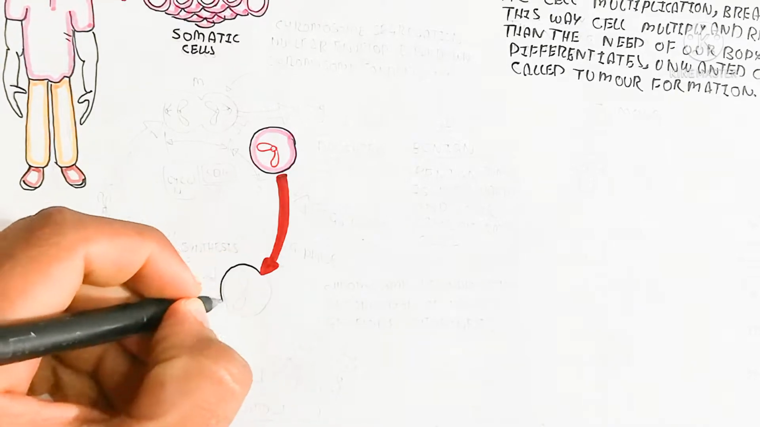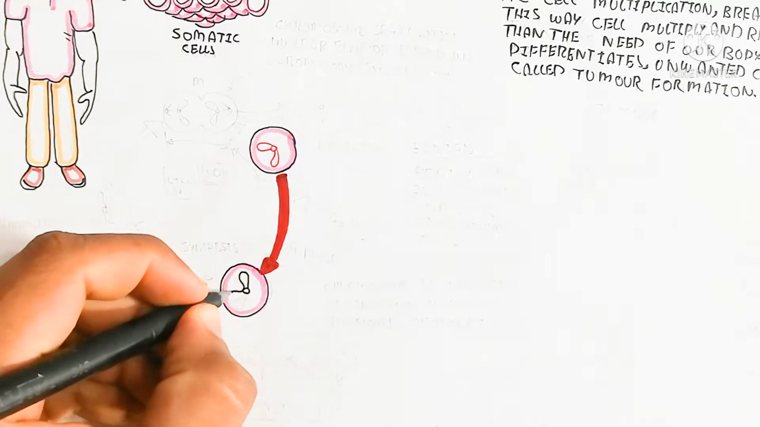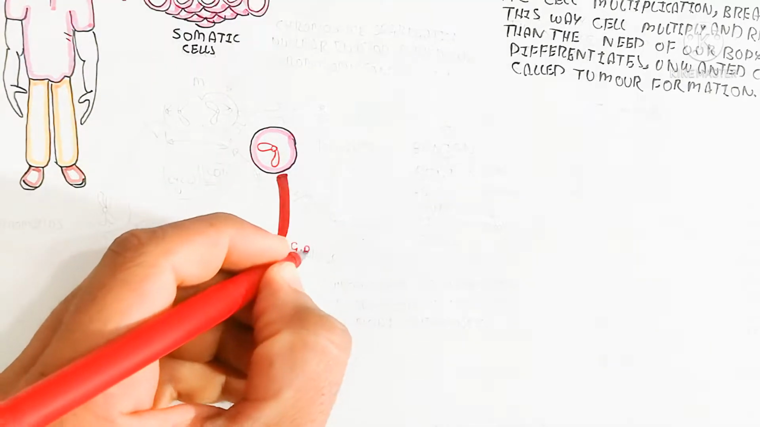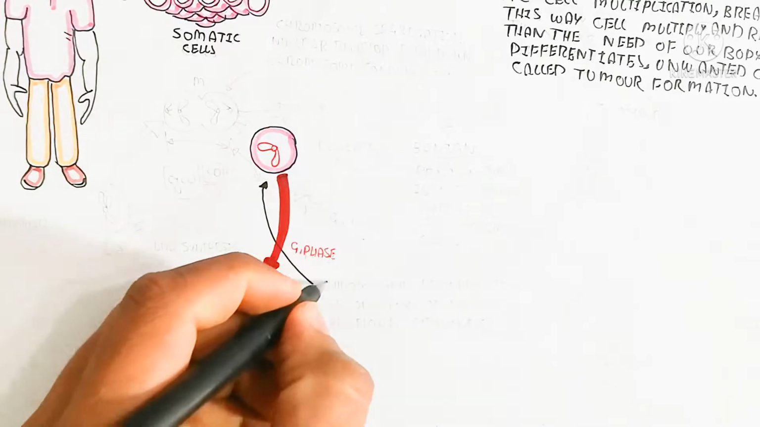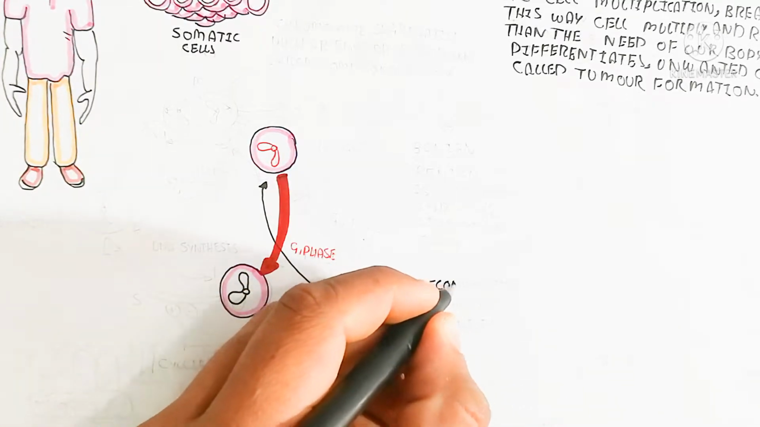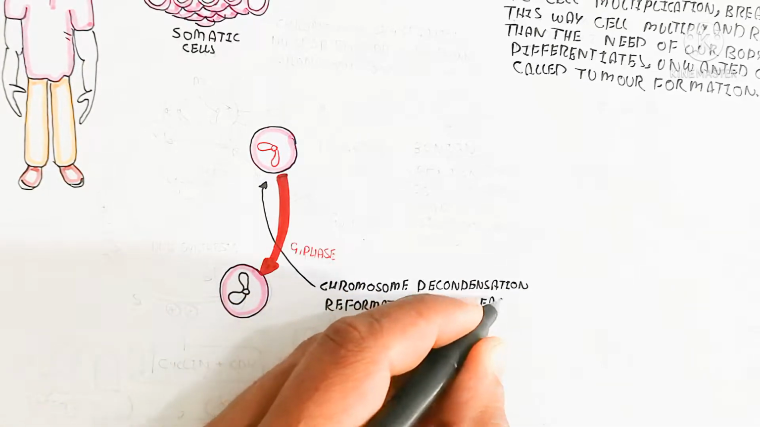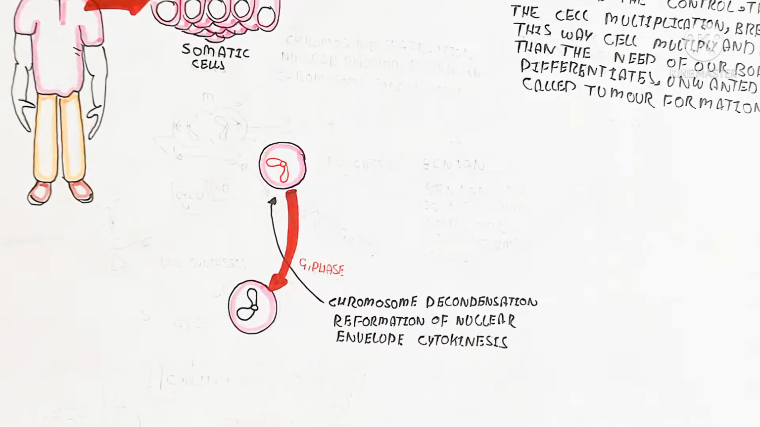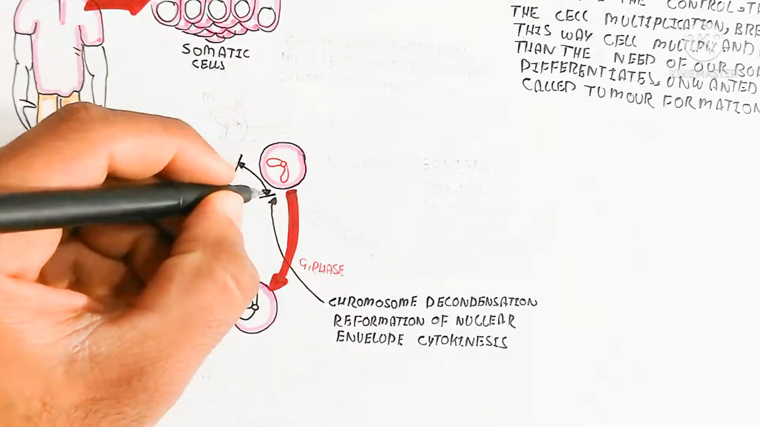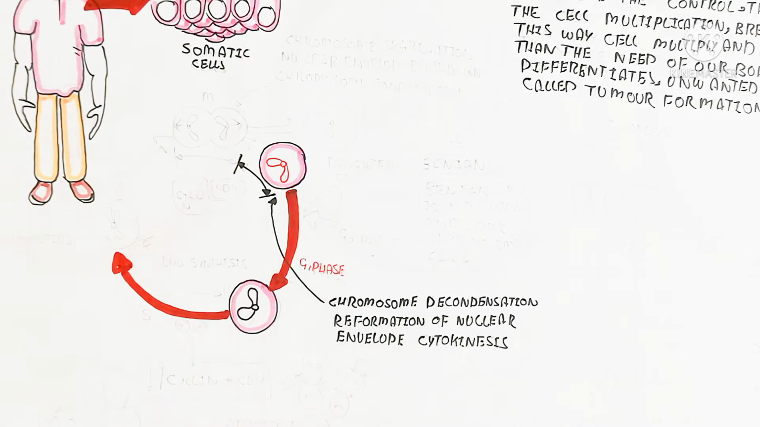So the preparation first is the G0 phase, G1 phase. In this way, it can be the G0 phase without a mitotic phase. But here the G1 phase is the growth 1 phase. In this growth 1 phase, chromosome decondensation, reformation of the nuclear envelope, and cytokinesis will occur. Cytokinesis means the cell will divide.